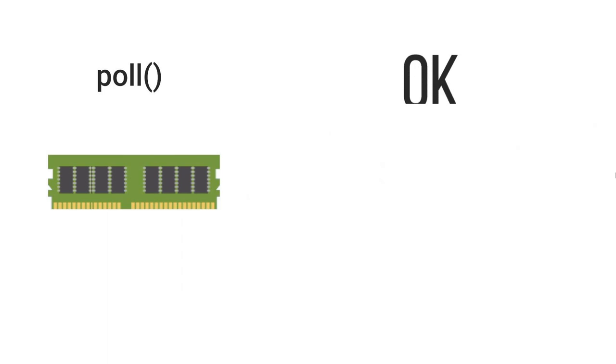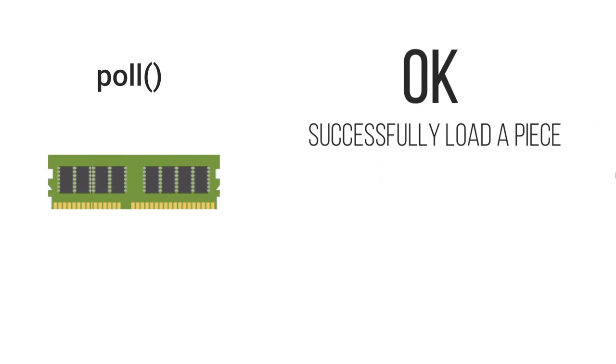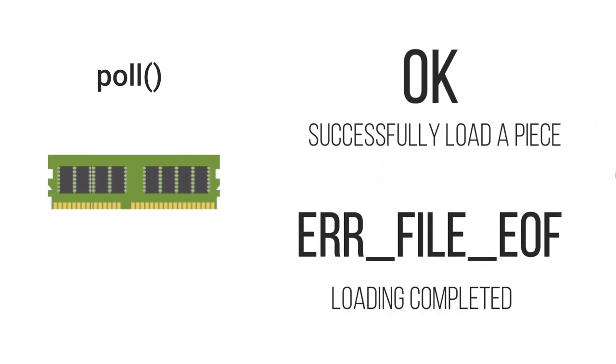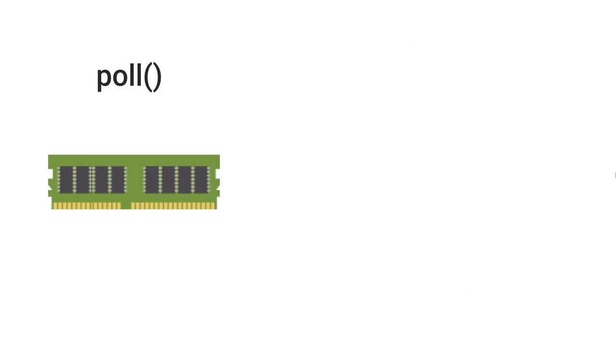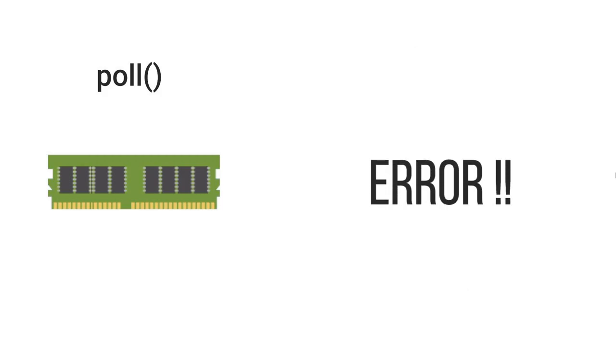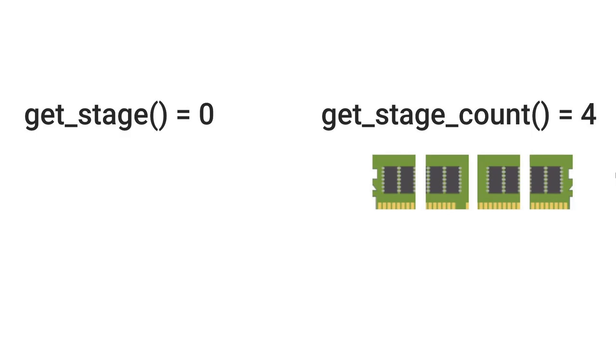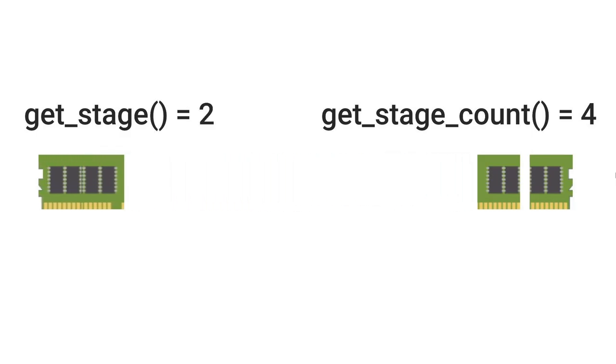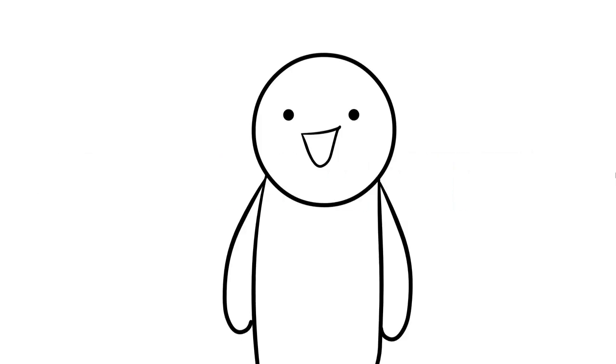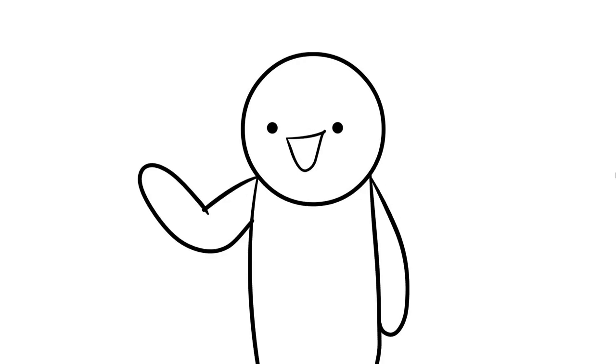This function takes your data, breaks it into small pieces and loads it one by one. This function returns OK on a successfully loaded piece and returns a different value when it has loaded all the pieces and there's nothing more. And if there's some problem, it will return an error. Now third, we have the get_stage function and the get_stage_count function. Now get_stage_count will give you the total number of pieces and the get_stage function will give you how many pieces have been loaded. Now you have all the necessary details, so let's get into Godot.